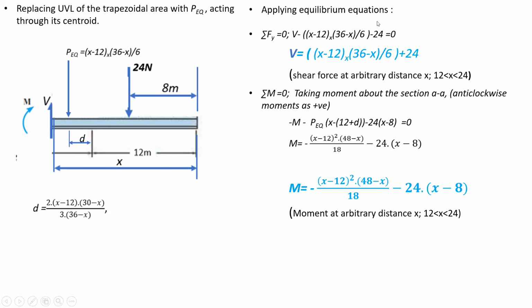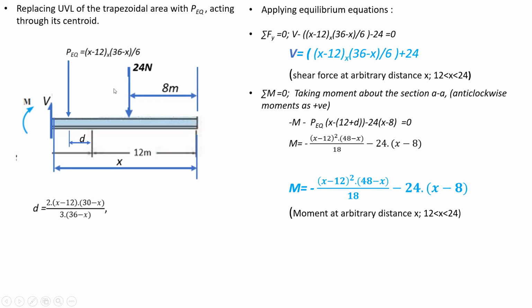Now we will apply the equilibrium equations. Sigma Fy is equal to 0 first. Now we can see that there are three forces: V, P equivalent and 24 Newton. So applying sigma Fy is equal to 0, we get V given by this relation for x lying between 12 and 24 meters.